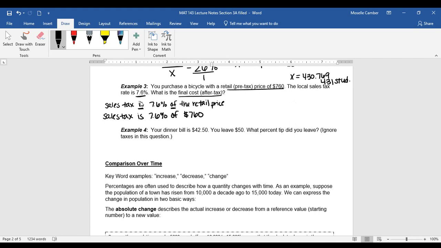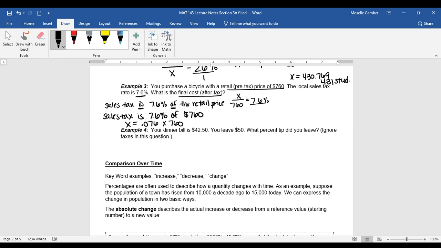Okay, so of in math means multiplication. So you can think of it that way, where your sales tax, which you don't know, is 7.6%, as a decimal 0.076, of 760. Or you can say, if we're still using the same formula that we were using here, the sales tax is the is, so that's your part, what we don't know, divided by your of, which is 760. And when you do that division, you should get 7.6%.